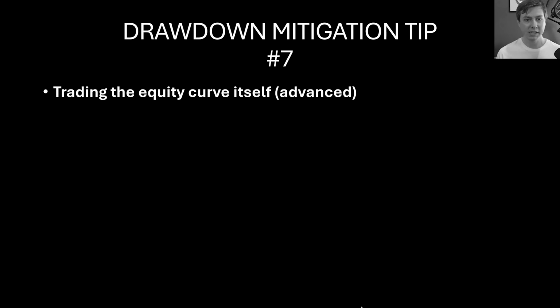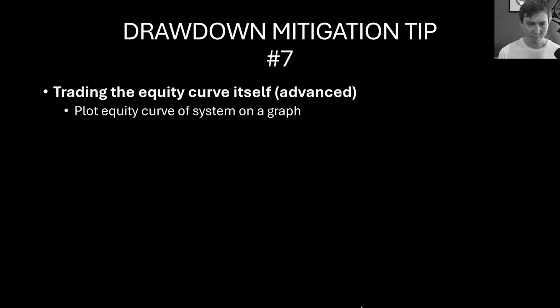Let's look at drawdown mitigation number 7. This is an interesting one. This is another thing I learned from Nick Raj from one of his blog posts. I've never tried this, but it's something that I find very interesting, and it's worth exploring if you have the means to. How this method works for reducing drawdown is we plot the equity curve of a system we are trading on a graph using Excel or some sort of backtesting software.